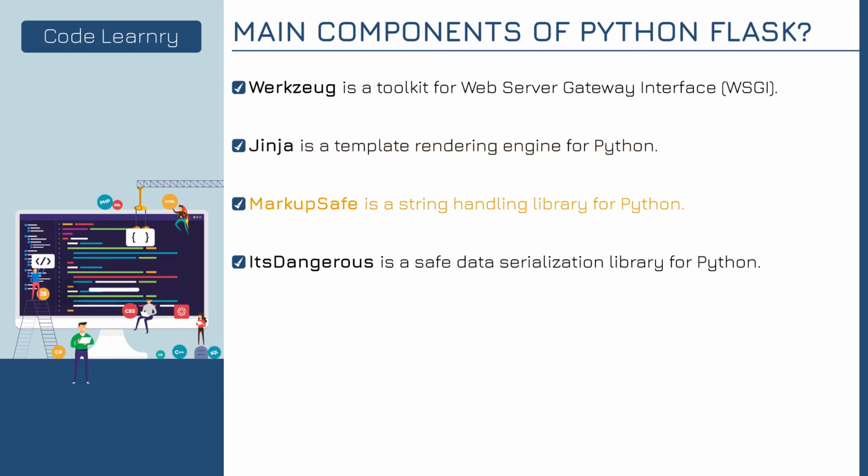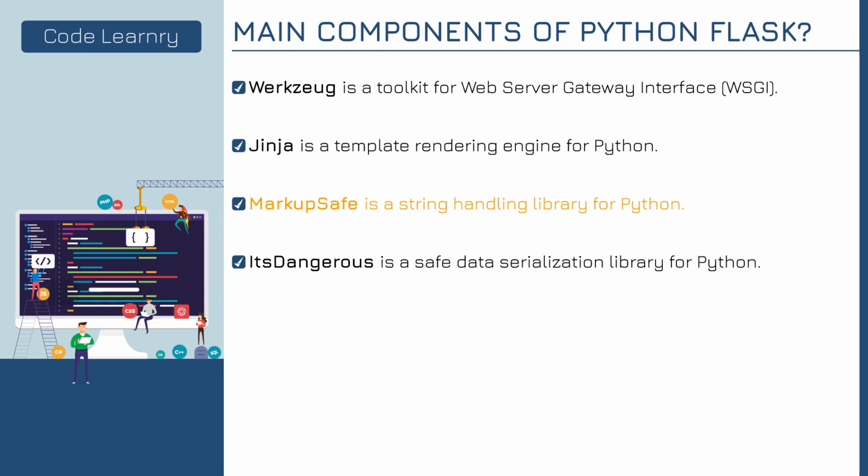Now let's talk about MarkupSafe. MarkupSafe is a string handling library for the Python programming language. MarkupSafe escapes characters, so it is safe to use them in HTML or XML. Normally characters that have special meanings are replaced so that they display as the actual characters. This is done to mitigate injection attacks like cross-site scripting attacks and all the other forms of scripting attacks that are out there, meaning untrusted user input can safely be displayed on a page without any worries at all.